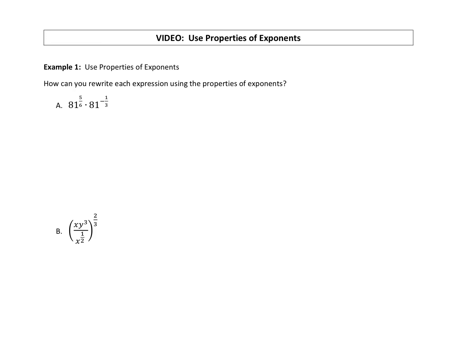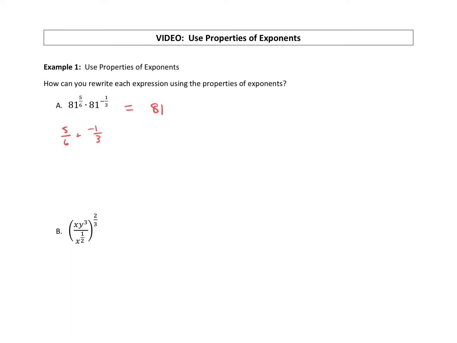Okay, so we're just going to work on those properties of exponents. Part A, we have 81 to the 5/6 power times 81 to the negative 1/3 power. When you are multiplying the same base, keep your same base, and we add the exponents. So 5/6 plus a negative 1/3.